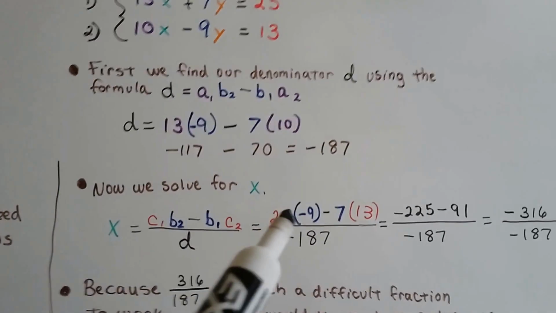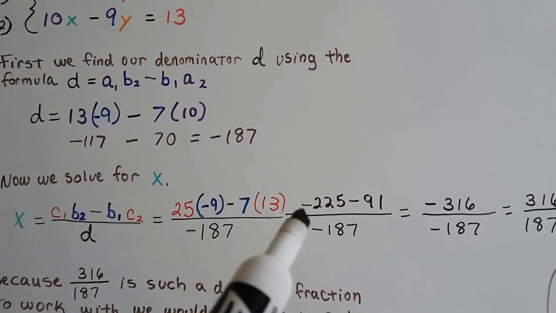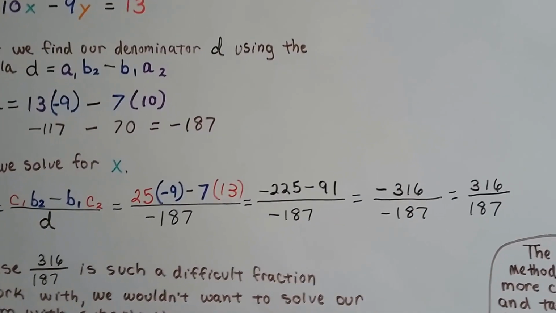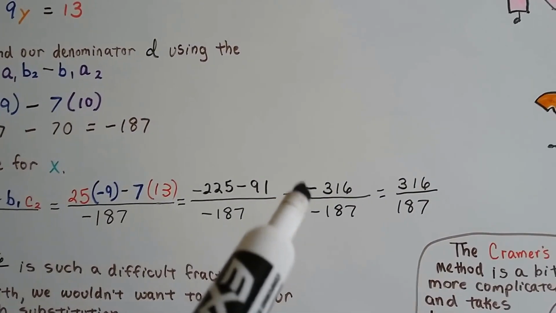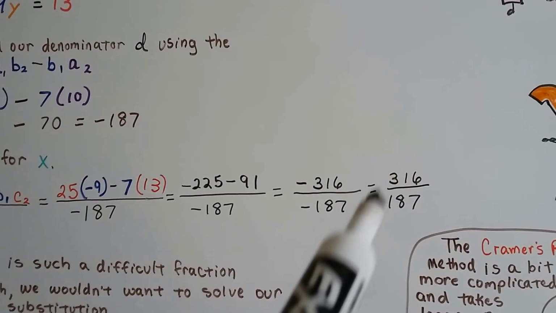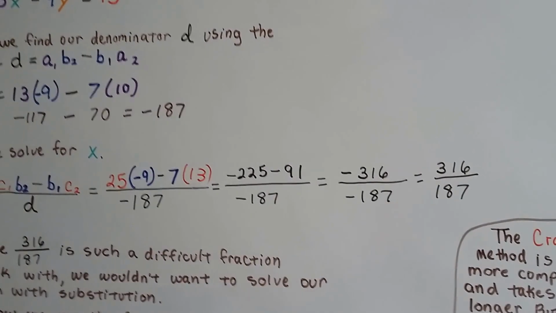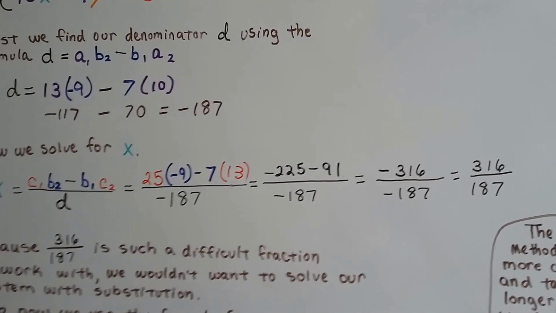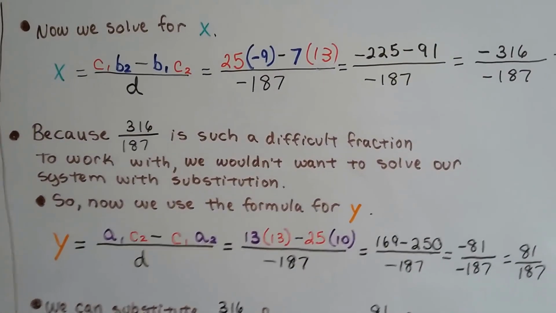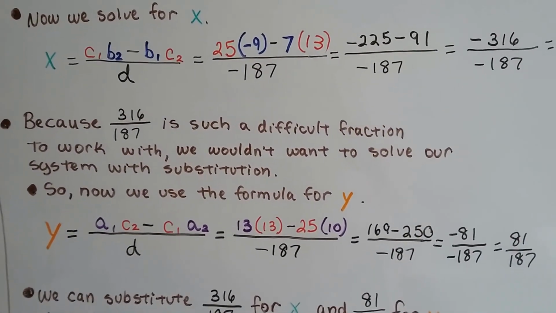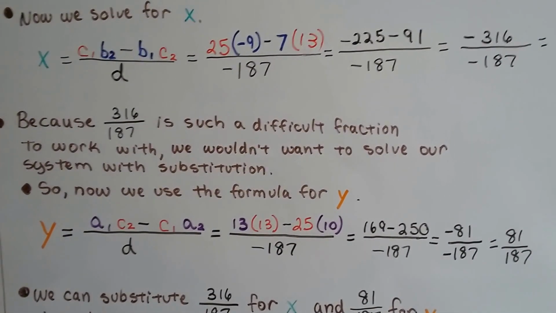So now we've got 25 times negative 9 minus 7 times 13. That's going to give us negative 225 minus 91. And when we subtract, that's going to give us negative 316. These are both negative, so we can turn this into a positive. And that is our value for x. 316/187ths. Whew, that's quite a fraction, isn't it? Now, because 316/187ths is such a difficult fraction to work with, we wouldn't want to solve our system with substitution. That would drive us crazy.